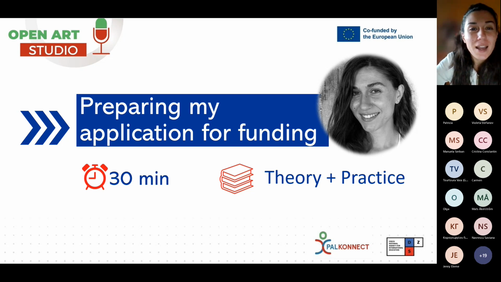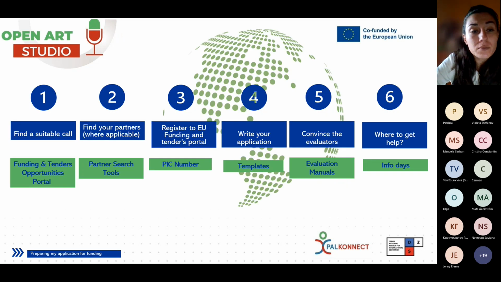So hello from me. I'm going to continue this presentation. This section is about how to prepare your application for funding, and it consists of theory and practical knowledge creation using the principle of group work later on. In order to start writing your application, of course, you need to find a project partner. But let's take it step by step.